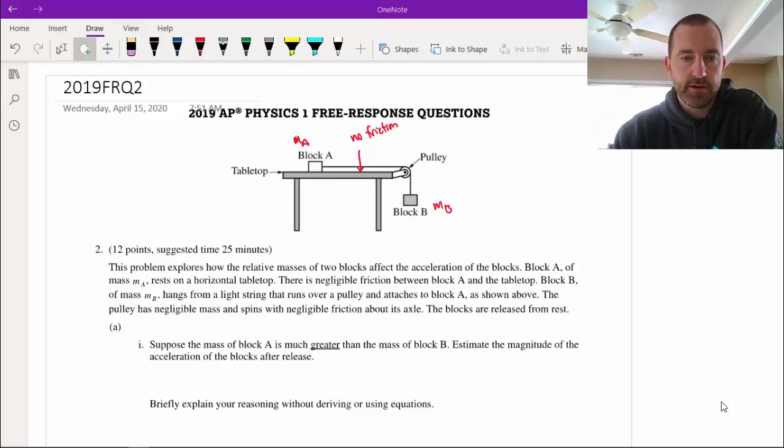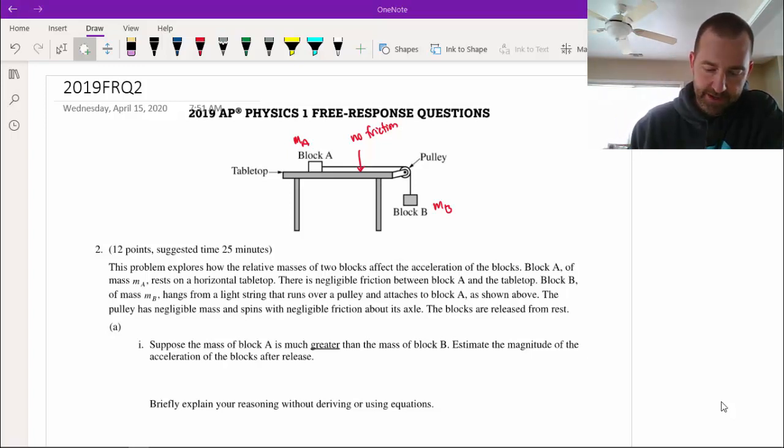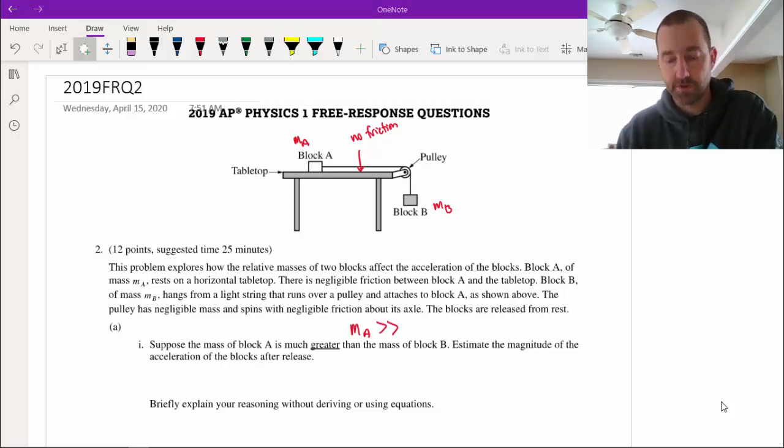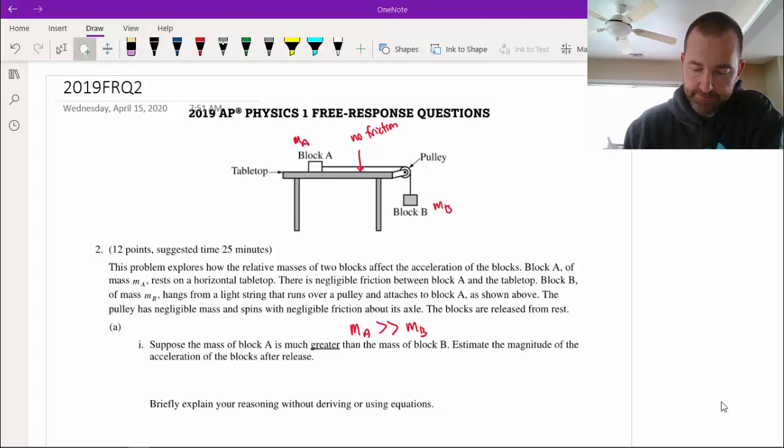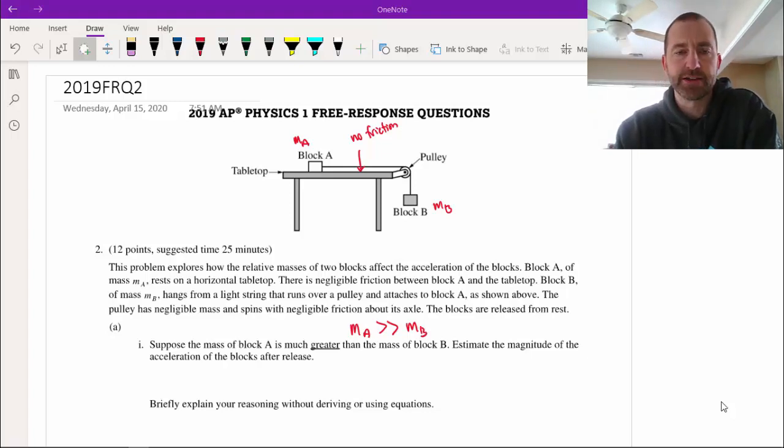Now, on the first part here, this is a qualitative, quantitative problem. Some of it's going to ask you just to think in terms of ideas without any equations whatsoever, and that's the first questions. It says for part A, part 1, suppose the mass of block A is much greater than the mass of block B. So mathematically, we could write that as MA >> MB, meaning much greater than. And they want you to estimate the magnitude of the acceleration of the blocks after release.